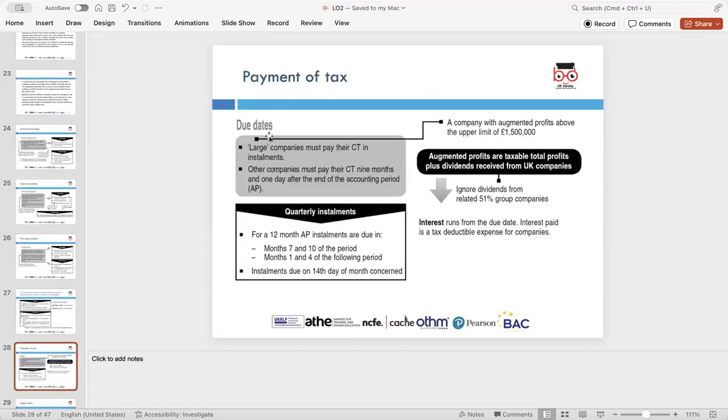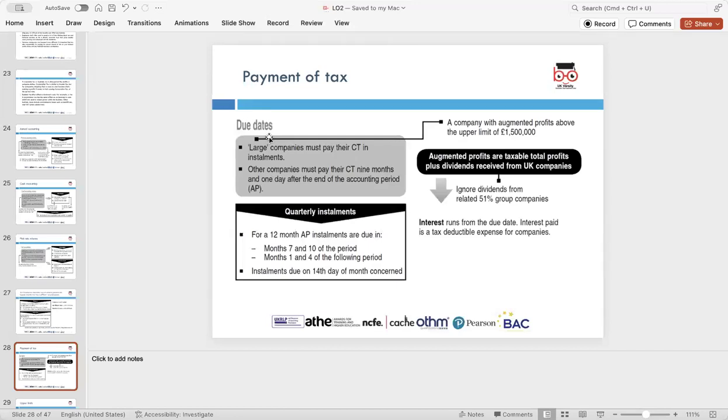Payment of tax due dates. Corporation tax and how it applies to different types of companies. Large companies, these are companies with certain criteria, such as high profit or significant assets. Large companies must pay their corporation tax in installments, which means they pay their tax in similar chunks throughout the accounting period. Other companies have a different payment schedule.